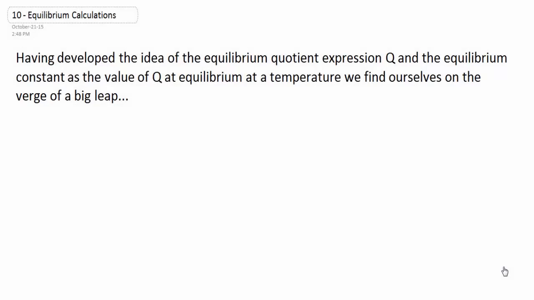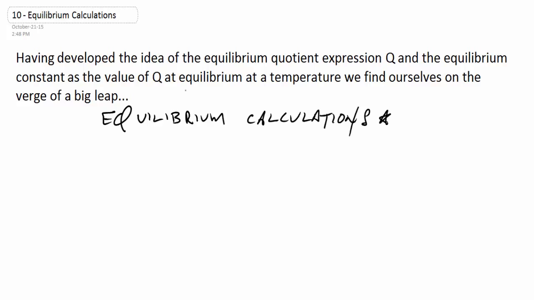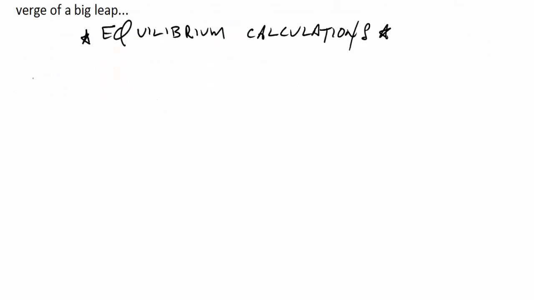And today's video is on equilibrium calculations. Having developed the idea of the equilibrium quotient expression Q, and that the equilibrium constant is the value of Q at equilibrium at a temperature, we find ourselves on the verge of this big leap to equilibrium calculations.